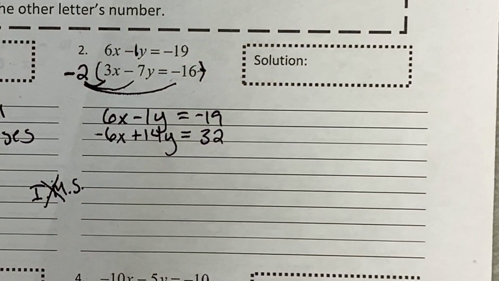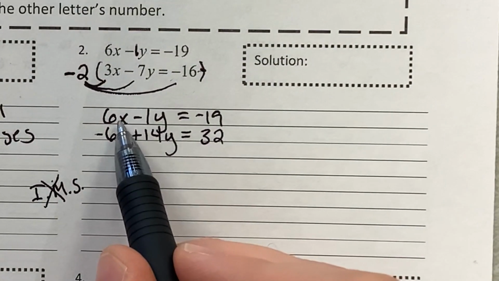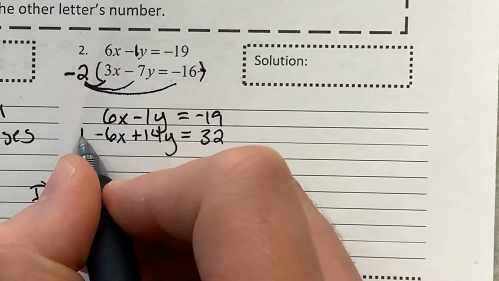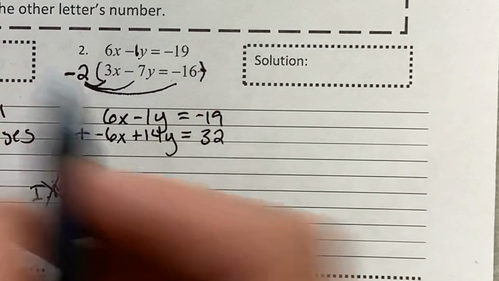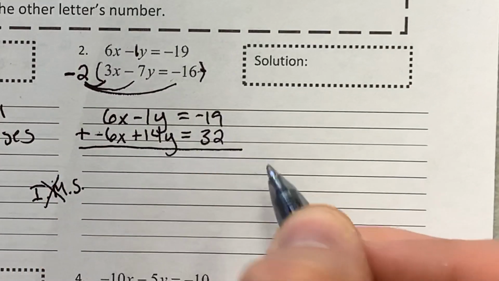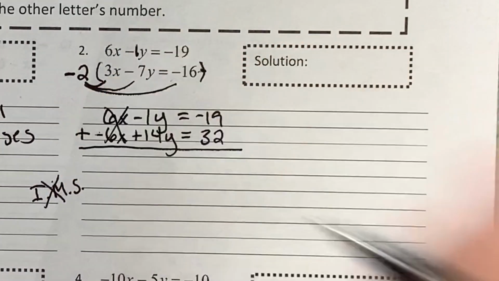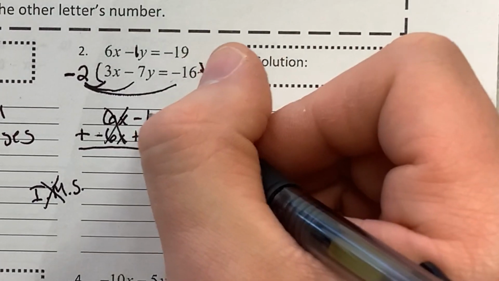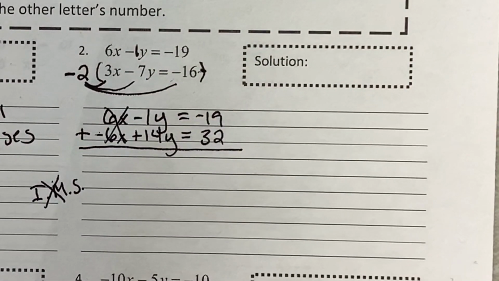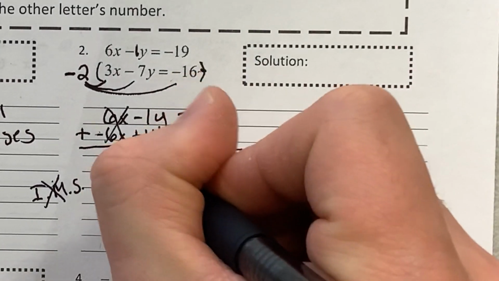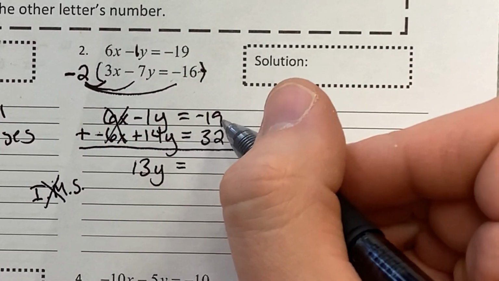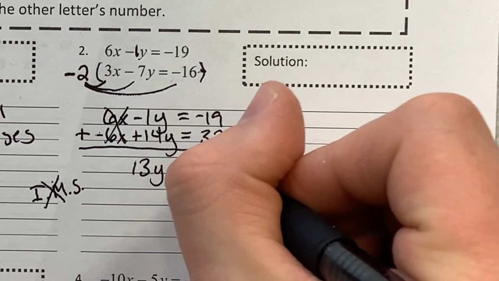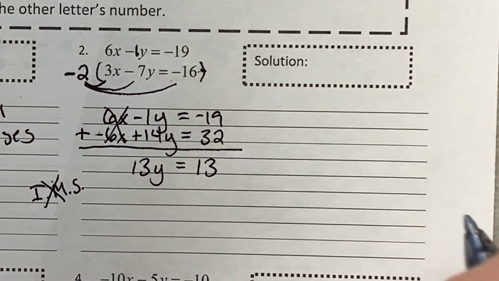Now when I look at my two equations, my x's, just like I wanted, are opposites, a positive 6 and a negative 6. Now I can do what guideline 3 says, which is add them together, just like we did before. My x's drop out because they were opposites like I wanted. My y's, a negative 1 plus 14, give me 13y. Negative 19 plus 32 gives me a positive 13. You can double check my work on a calculator if you want.